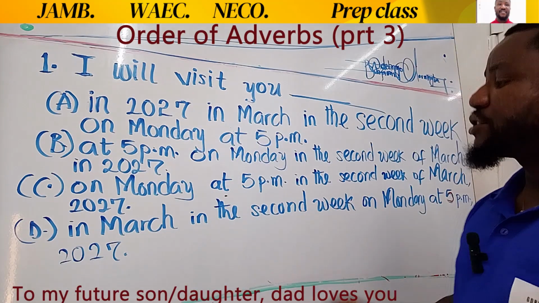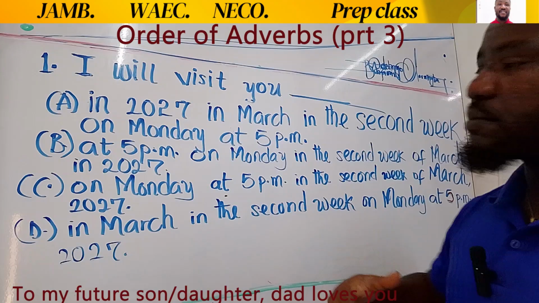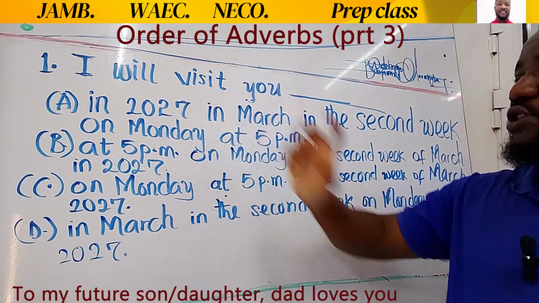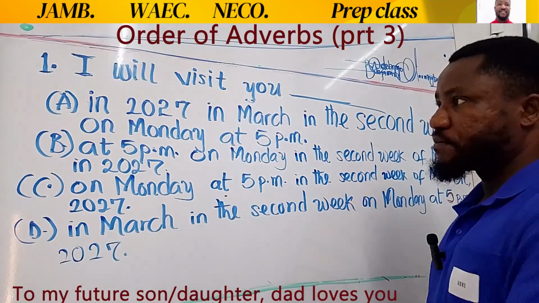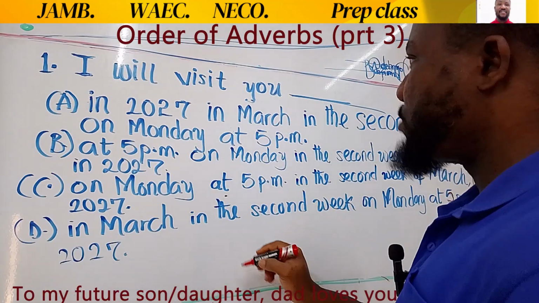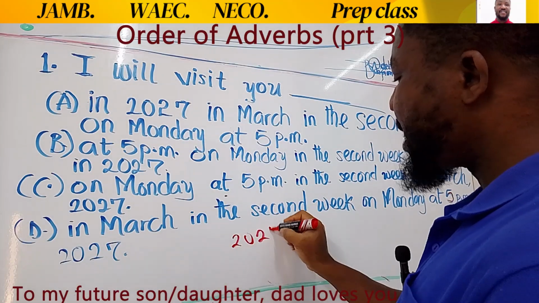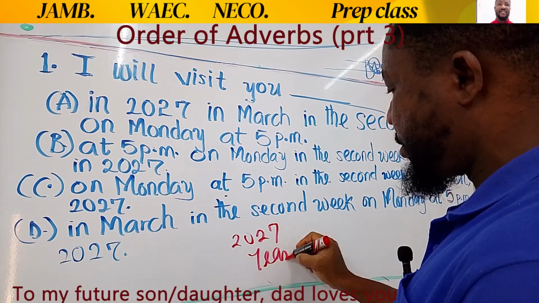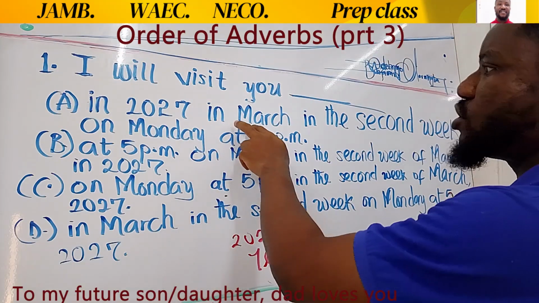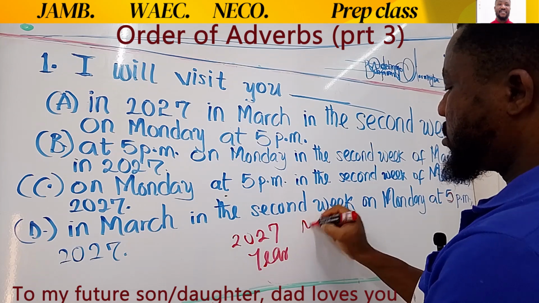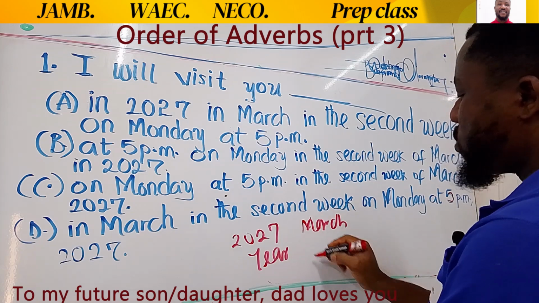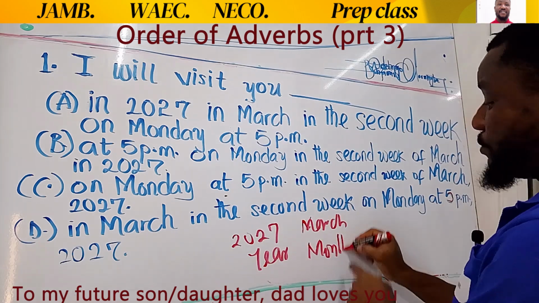Now let's use that logic. Let's apply that logic, the principle, to option A. Remember, you're moving from specific to the general. Now let's look at this, we have 2027. That's year, right? We have a year. What else do we have in the option? March. We have March. March is what? Month. It's talking about month, right?